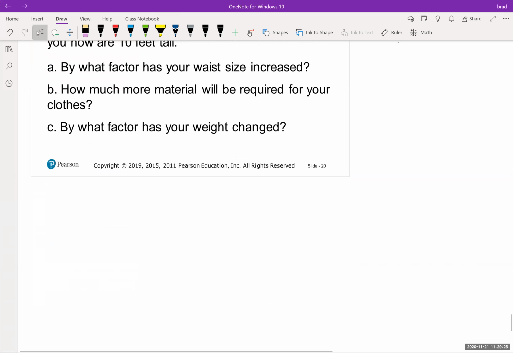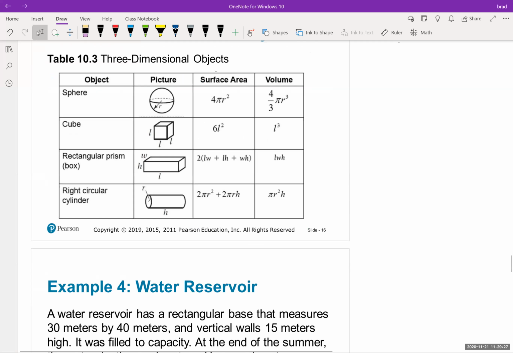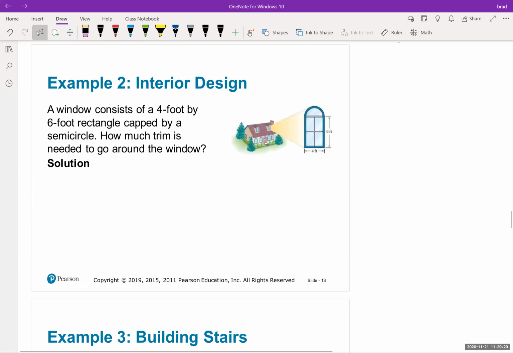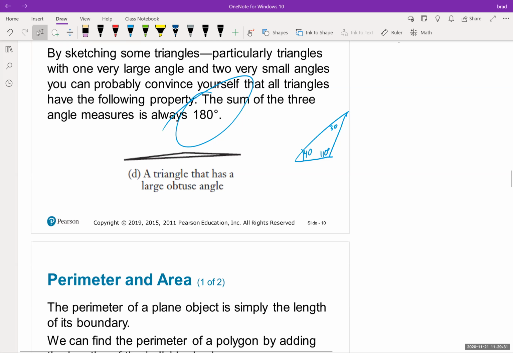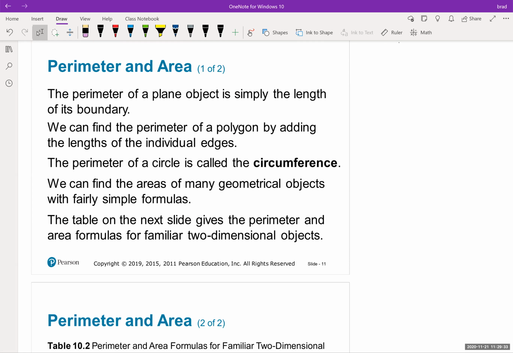Okay, let's see here. Let me go back. All right, so it says perimeter and area. The perimeter of a plane object is simply the length. So I just talked about this in the previous problem. Is simply the length of its boundary. We can find the perimeter of a polygon by adding the lengths of the individual edges. And remember, if it's a regular polygon, that makes it really nice for us.